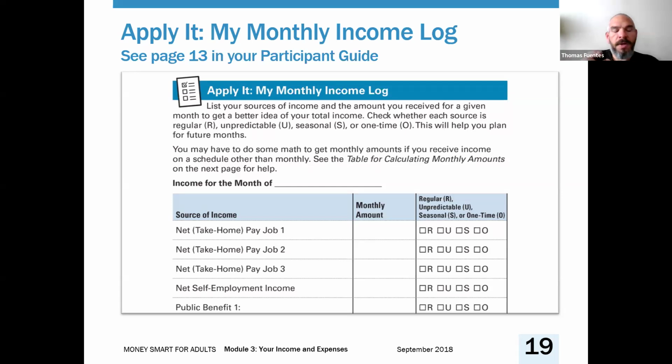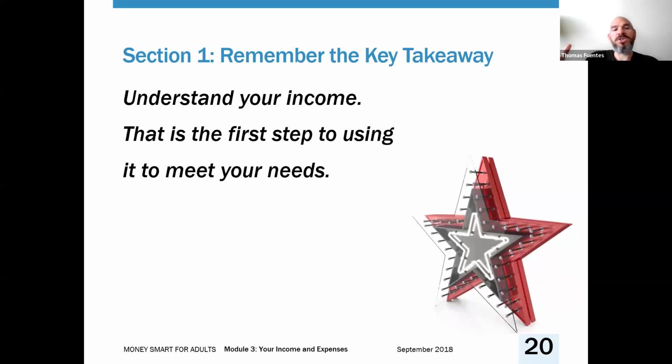And one of the other nice things about the exercise is that you're able to identify the income not only as regular, unpredictable, seasonal, or one time, but also as an annual source, semi-annual, quarterly, monthly, or bi-monthly, so that you can understand when that money is coming in on a chronological basis, right? So that brings us to the end of section one. And really the key concept here is understanding income, right?